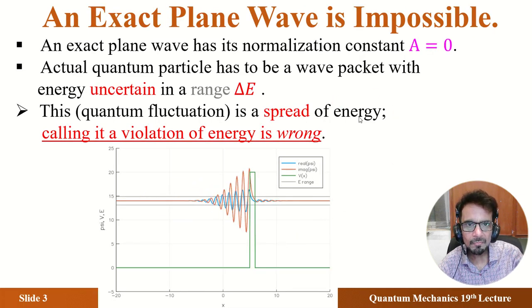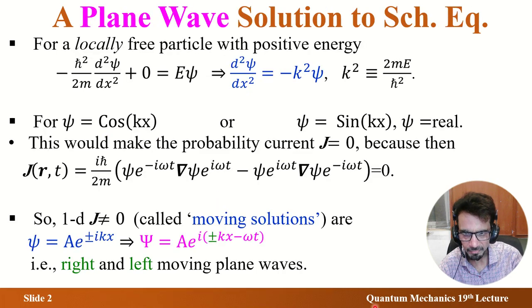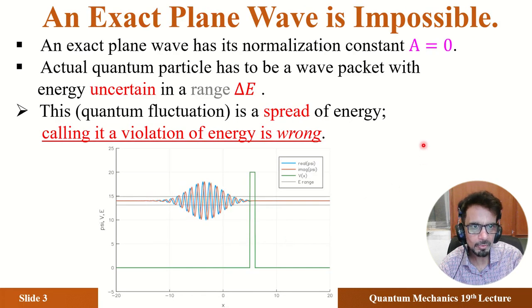Okay, now I have to deal with one technicality. What I have shown you previously is a plane wave. But for a plane wave, the normalization constant is zero. I've done the calculation; it's a simple integration, a one line calculation, that A is equal to 0. And if A is equal to 0, psi is equal to 0. That means psi square is also 0, the probability density is 0, and probability is 0. And probability is 0 means it's impossible.